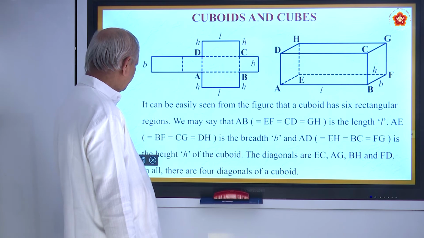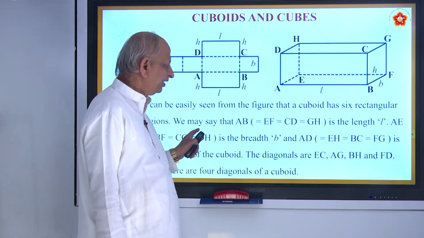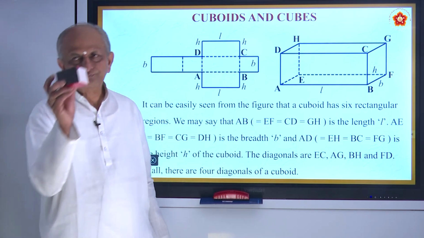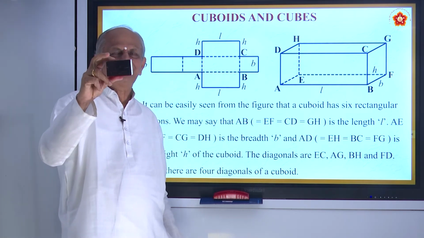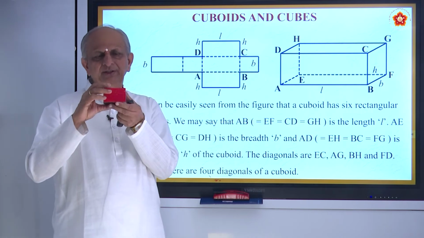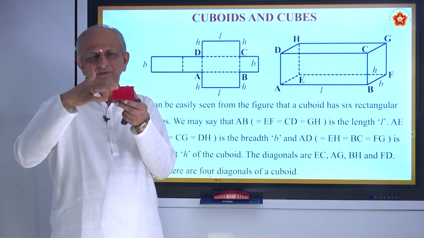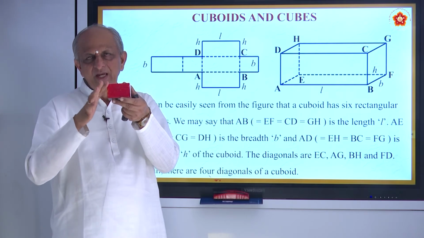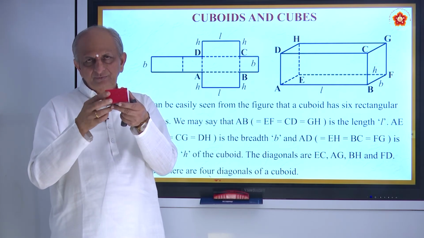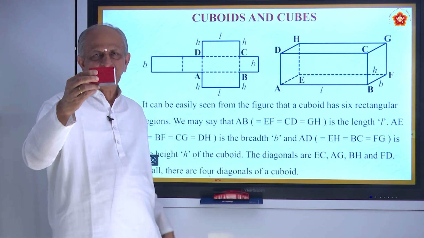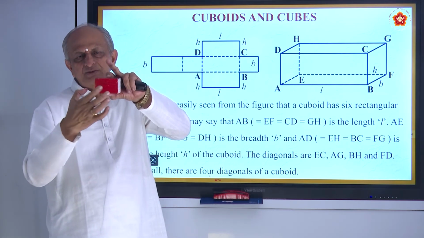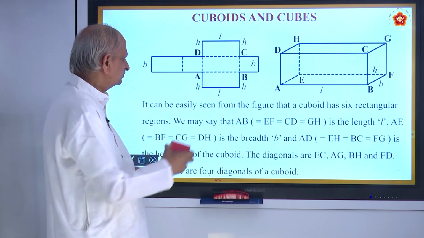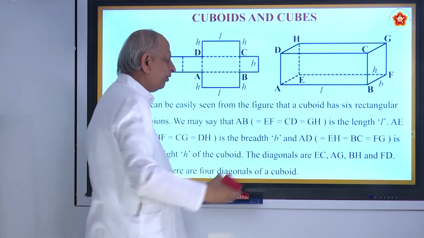And it can be easily seen from the figure that a cuboid has six rectangular regions. So for example, this is a cuboid. Can you see it? Yes. It has got a length here, breadth here, and height here. L, B, H. So also here. Followed? It has got six surfaces: two of length and breadth, two of length and height, two of breadth and height. Okay. So this is the cuboid.